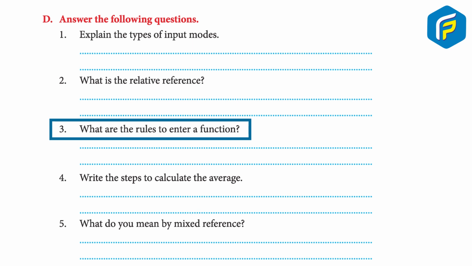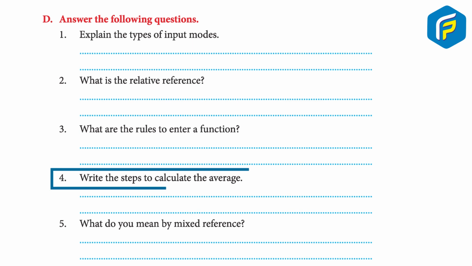Answer: rules to enter a function. A. All Excel functions must begin with an equal sign. B. The function name must be a valid Excel name. C. Open and close parentheses must be placed after the function name. D. Arguments must be enclosed in parentheses. 4. Write the steps to calculate the average.